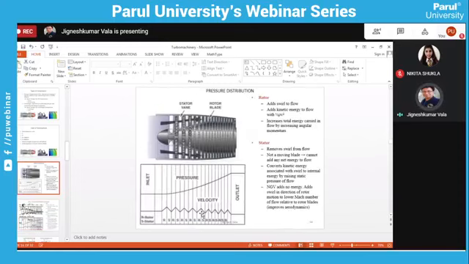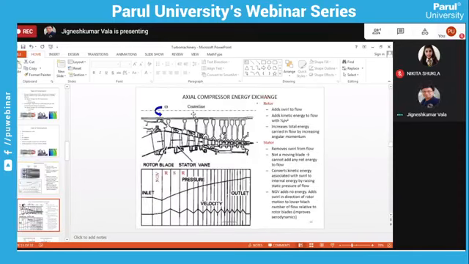So this is the three-dimensional image, and look at this. This is the center line, and this is the diagram of the arrangement of the rotor blade and stator blade.